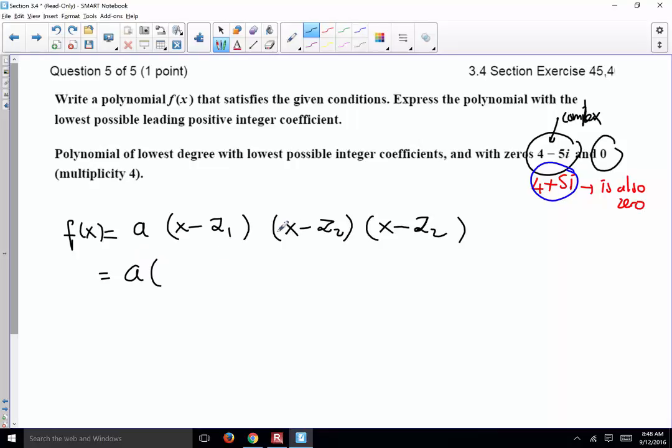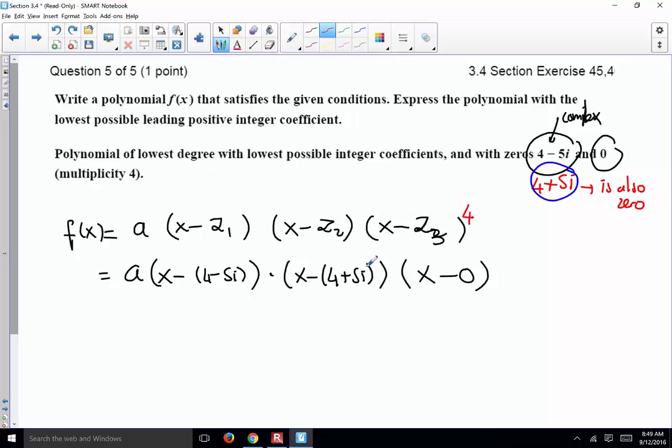So the setup here is z1, z2, z3. The first one is x minus 4 minus 5i. The second one is x minus 4 plus 5i. And the last one is x minus 0, but that one has multiplicity 4. So I will put 4 around it. Make sense?